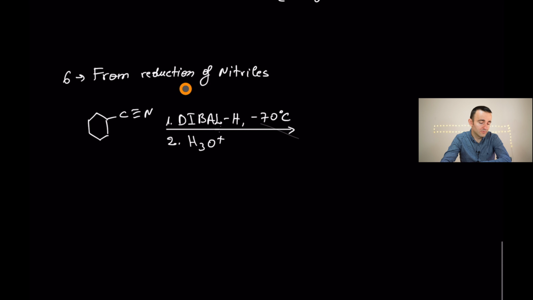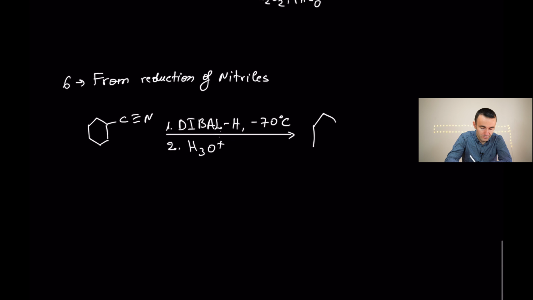And then the final way to prepare aldehydes, with what I have considered here, is from reduction of nitriles with the same reagent that we used to reduce esters. So, in this case, it's going to give an aldehyde plus NH3. Right? These are the most common ways to prepare aldehydes and ketones.